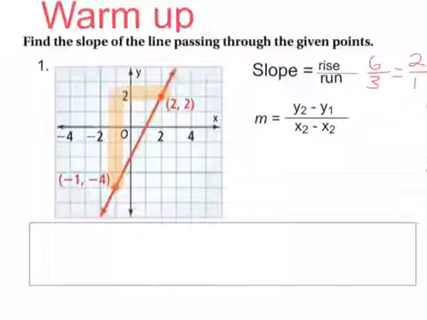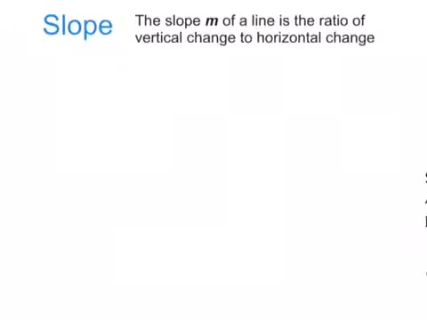And on the next slide, we'll look at how to use this formula when given points that are not in a picture. Alright, so let's review again. The slope of line m is the ratio of vertical change to horizontal change. So ratio means it's going to be set up as a fraction.